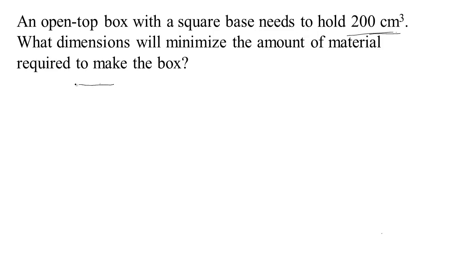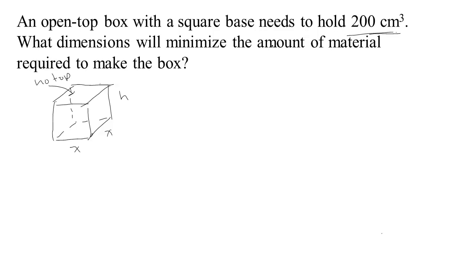Let's just draw a picture here so we can see what's going on. We've got a box. It doesn't have a top, so there's no top here. It's got a square base, so this length this way is the same as the length that way, and it's going to have a particular height. The question is, how do we choose these dimensions so that our box with no top will hold 200 centimeters cubed and use the least amount of material?